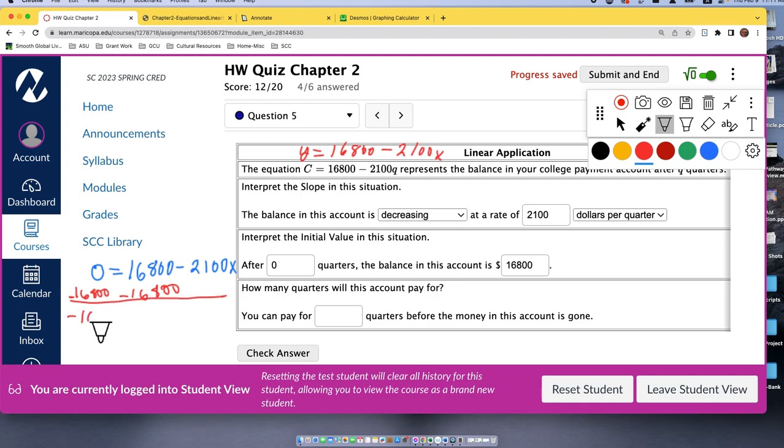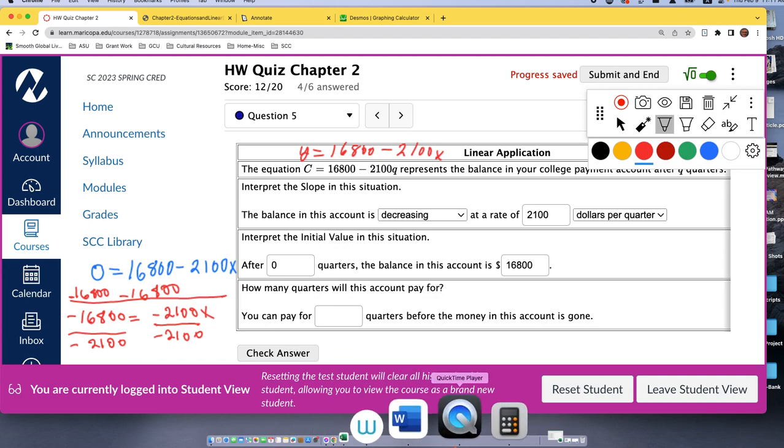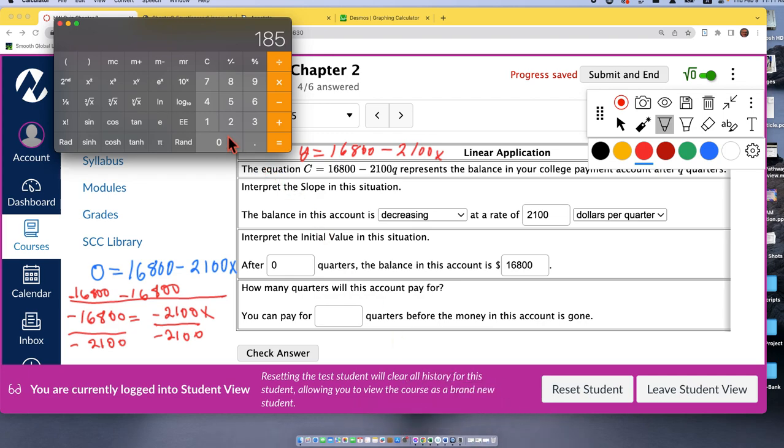So we get negative 16,800 equals negative 2,100x. And then what do we do? Divide. Now we divide, right? Because we're multiplying by x, so we divide by the negative 2,100. And this is definitely where we're going to want our calculator. The negative divided by negative will be positive. But doesn't that make sense? If it costs us 2,100 per quarter, we sort of do the division. You might have thought your way through this, and that would be fine. It's 8? Yes.